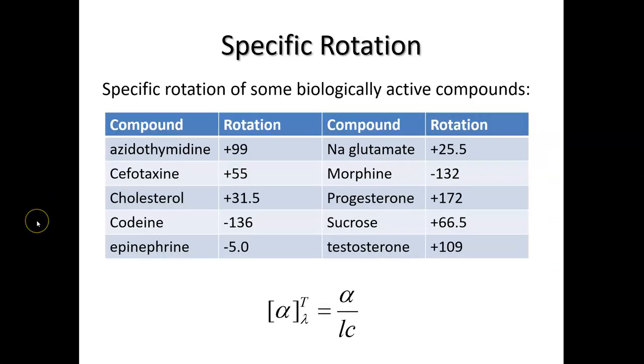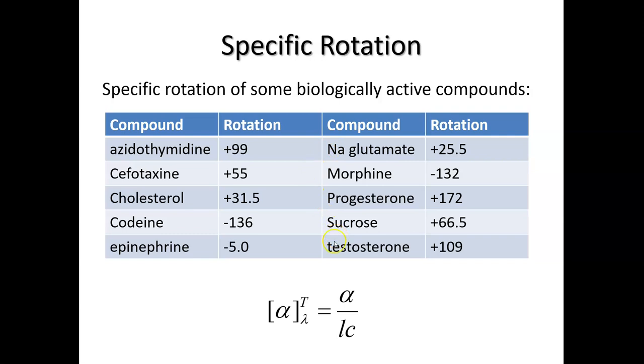Certain biological compounds have specific rotation, and some that you may recognize for sure are sucrose. We have different steroid-based compounds like epinephrine, testosterone, and progesterone, for example. Glutamate is an amino acid that has a specific rotation. So these are biologically relevant compounds that have rotation, and that means that they have this right or left-handed orientation.